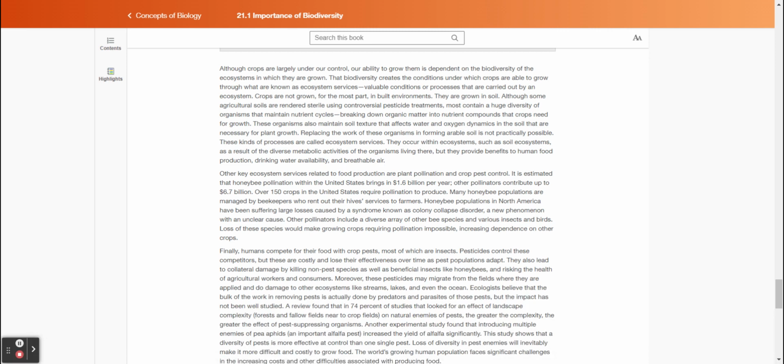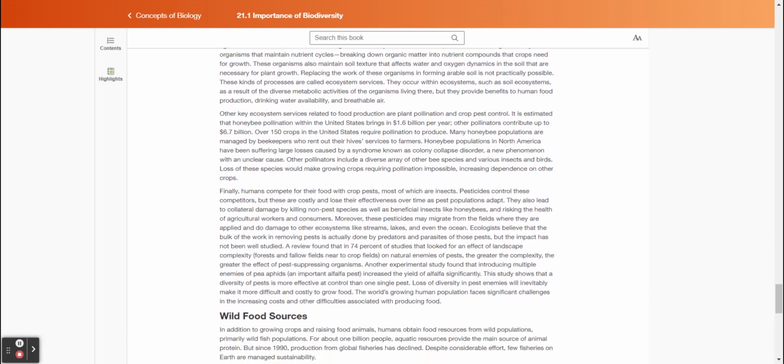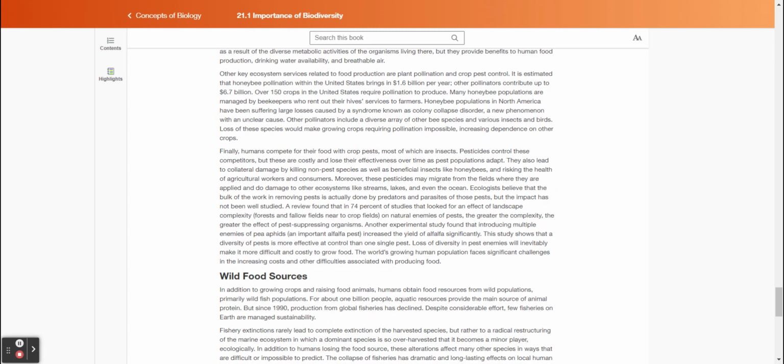These kinds of processes are called ecosystem services. They occur within ecosystems, such as soil ecosystems, as a result of the diverse metabolic activities of the organisms living there, but they provide benefits to human food production, drinking water availability, and breathable air. Other key ecosystem services related to food production are plant pollination and crop pest control.